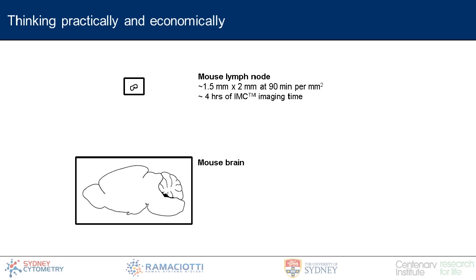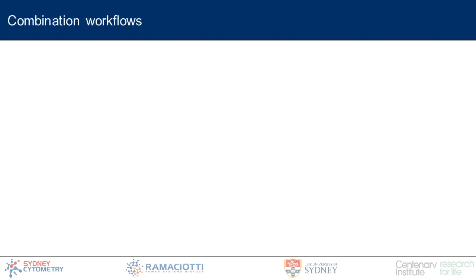Mouse brains, though small, are a significant area in terms of this scale of technology. This is going to take something like a couple of 100 hours to image an entire mouse brain. So this is potentially not the best approach in terms of doing this work. However, there are more strategic approaches that we can take here.